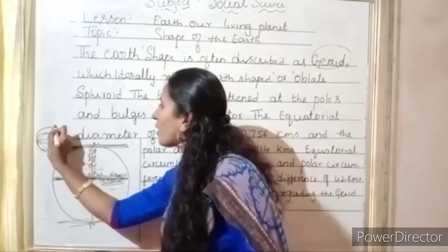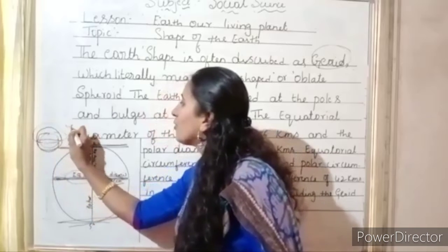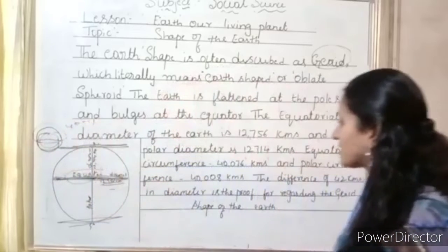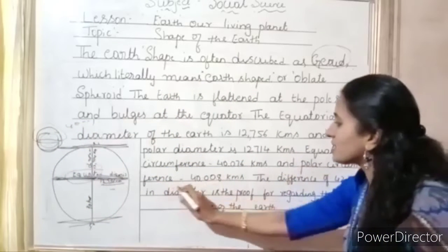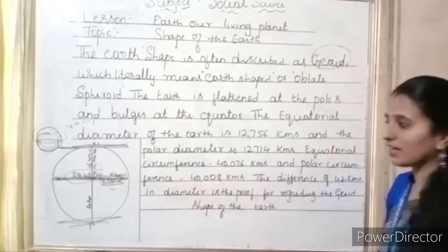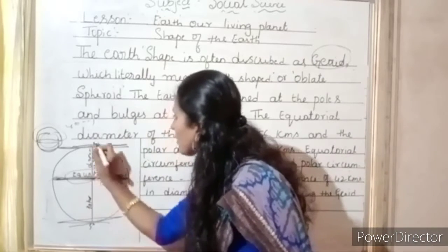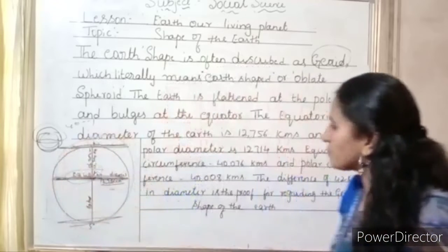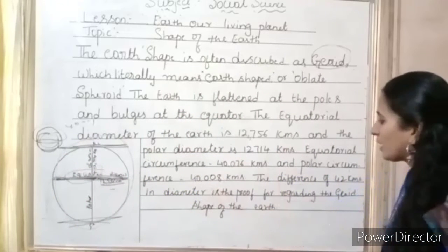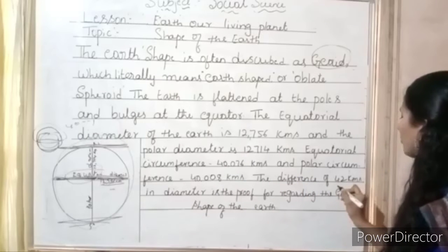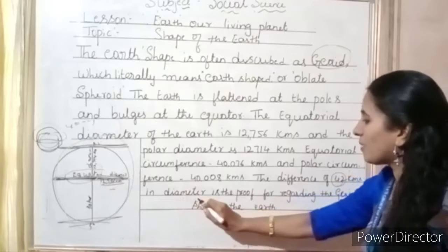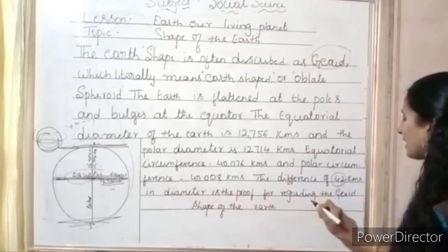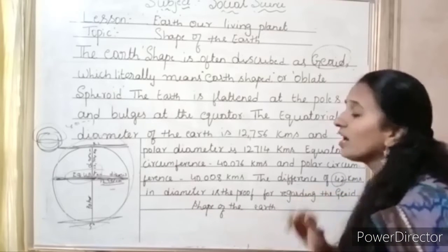So when you go around the equator, that is 40,076. And the polar circumference is only 40,008. When it comes to the polar circumference, from here to here, if you want to go around, it is 40,008 kilometers. So that is the reason it shows the difference of about 42 kilometers, a proof regarding the geoid shape of the Earth.